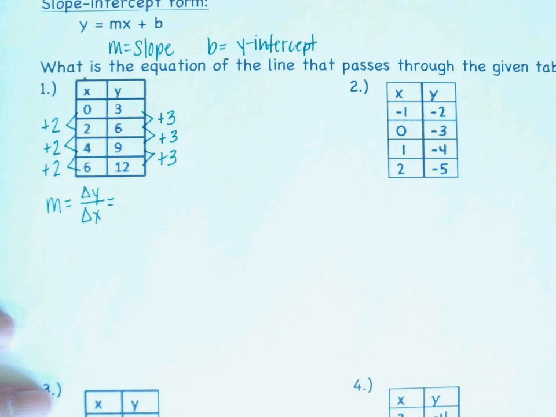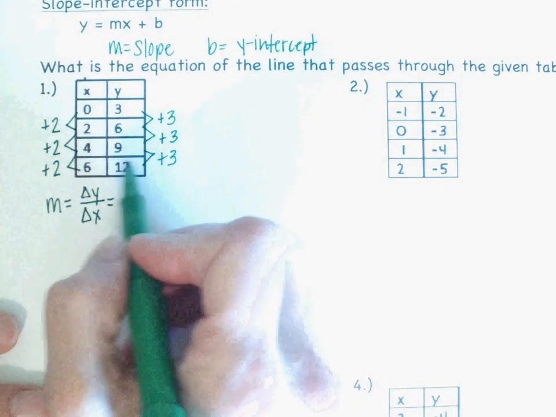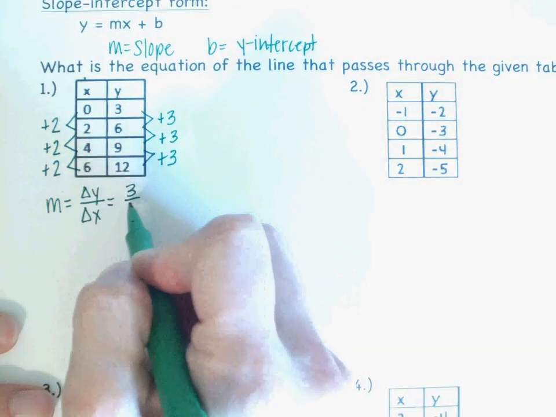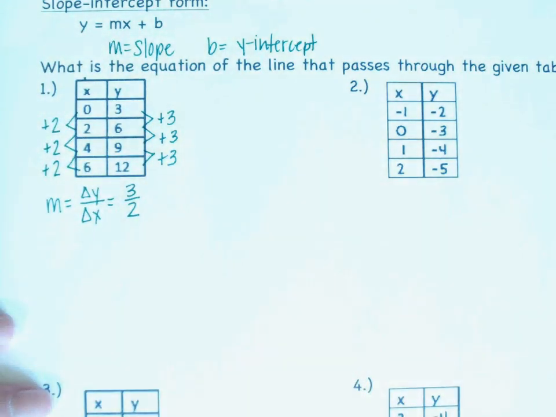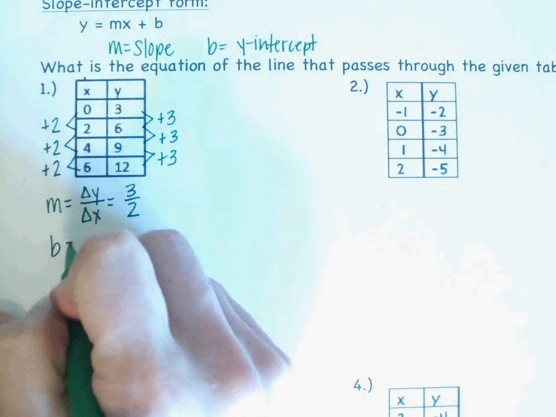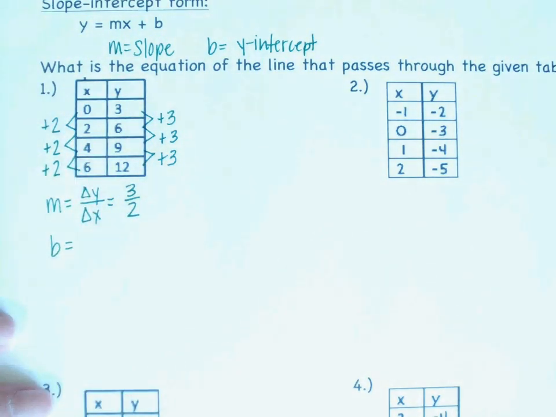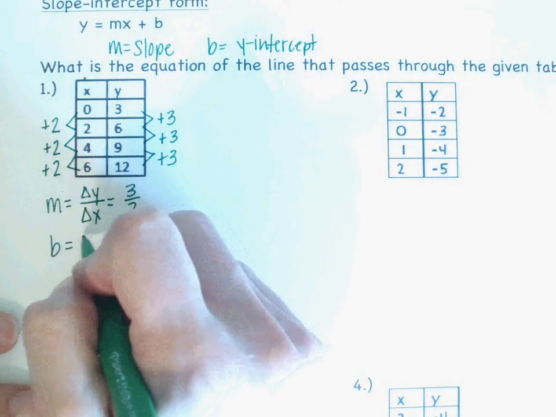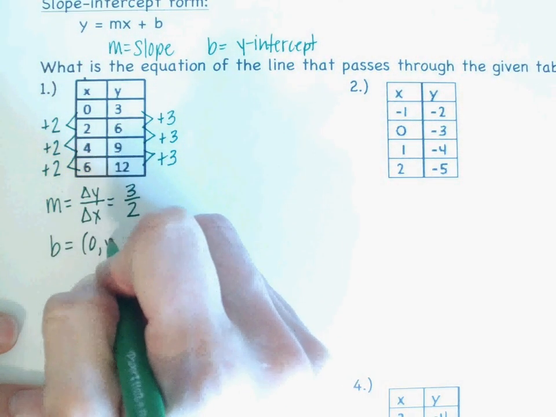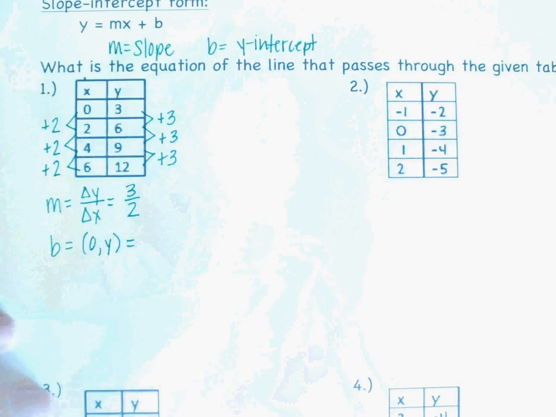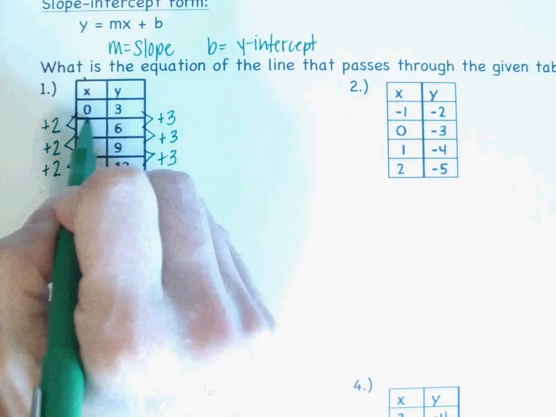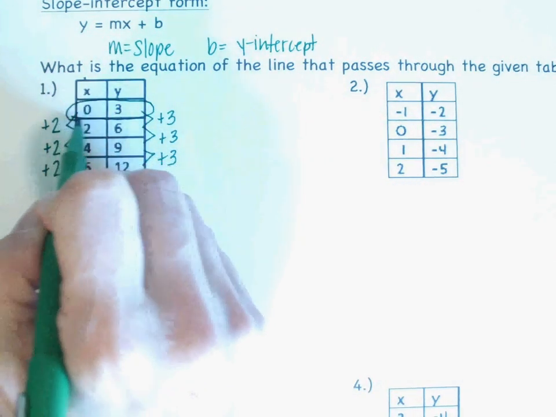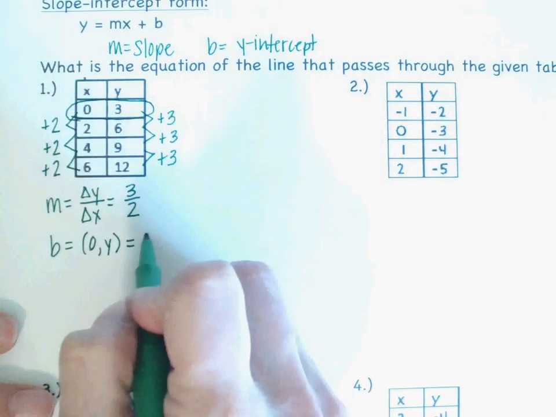So my slope for this first one, remember I do it y over x, is 3 over 2. This does not need to get changed or simplified anymore. This is it. The next thing that we're going to do is b. Remember, b is my y-intercept. So what I'm looking for is, when x is 0, what is that y value? And I have it right here in the table. When x is 0, y is 3.